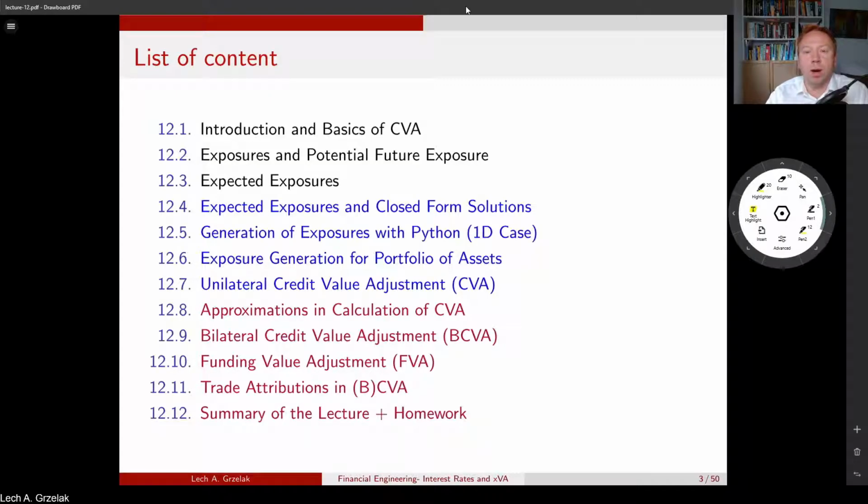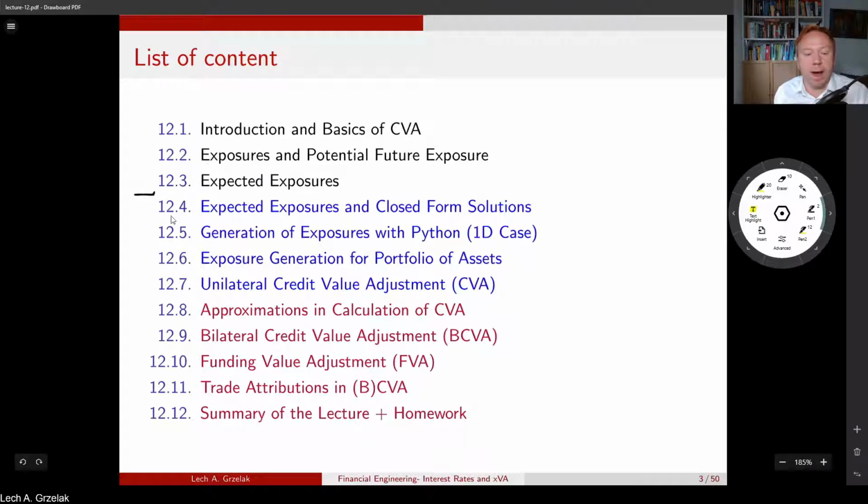Hello everyone, welcome after the break. Today we'll continue with lecture number 12 of the financial engineering course. Today is block number 2. In the previous block, we discussed CVA, potential future exposures and exposures in general, and then we finished with the calculation of expected exposures.